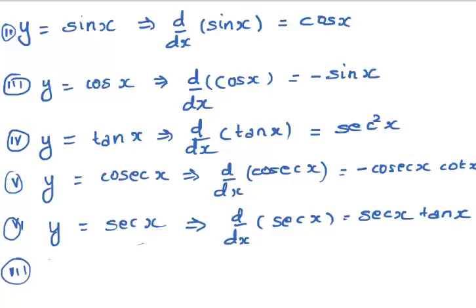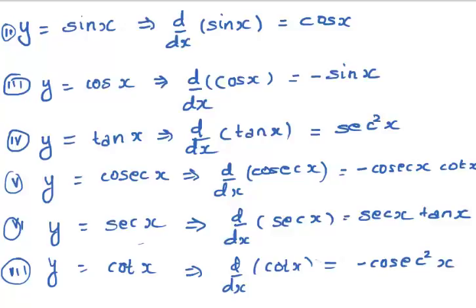Next formula is for cot x. Differentiation of cot x with respect to x is simply minus cosec square x. It is advisable that you remember all these formulas, differentiation of all trigonometric functions. d by dx of sin x is cos x, d by dx of cos x is minus sin x, d by dx of tan x is sec square x, d by dx of cosec x is equal to minus cosec x into cot x. Differentiation of sec x is sec x into tan x, and differentiation of cot x is minus cosec square x. Whenever they appear, you have to simply use the formula from your memory.